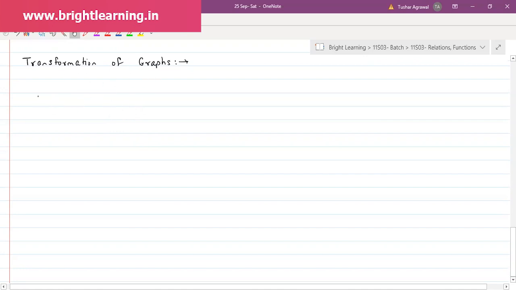Transformation of graphs. Now let's see, let's consider simply a mod example. If I just tell you, let's say y is equal to mod x. This graph everyone of you knows. So how does this graph behave? This graph is something like this. This is my x and y axis, and the graph of modulus of x is this way.